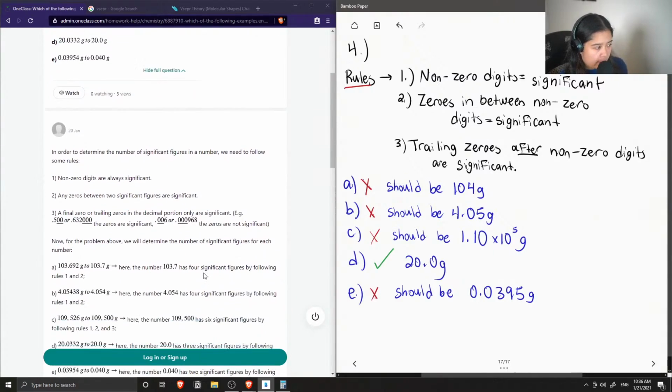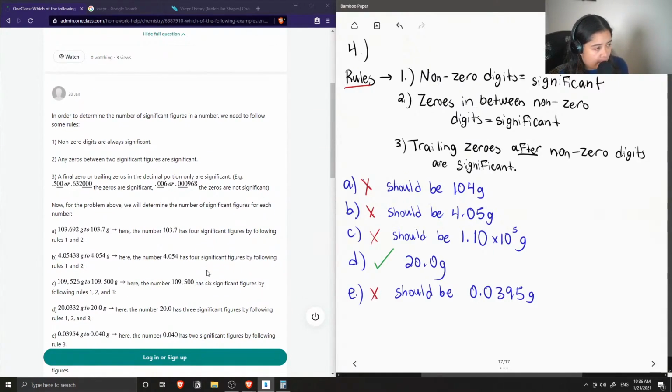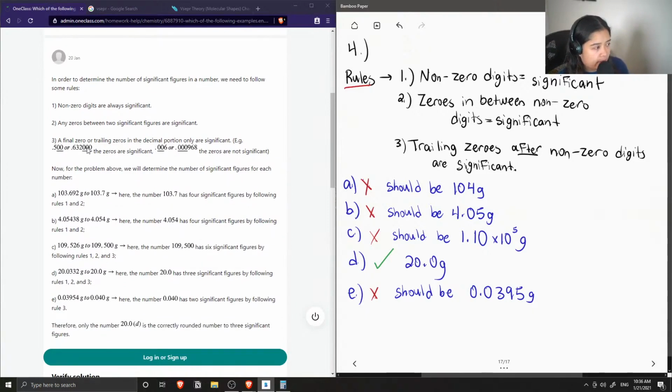Okay, so the junior tutor said, in order to determine the number of significant figures, we need to follow some rules. So non-zero digits are always significant. Any zeros between two significant figures are significant. Finally, a final zero or trailing zeros in the decimal portion only are significant. So they have examples of zeros that come before or after the significant numbers, and the zeros that came before them are not significant. So they had some examples, which is helpful.